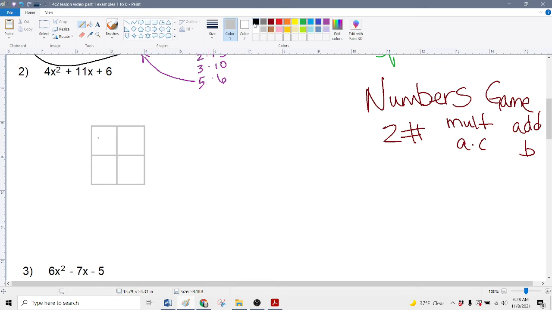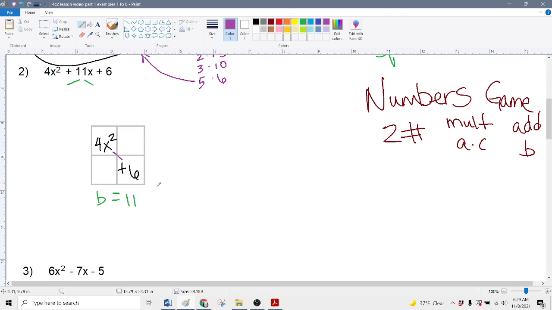So here we want to put that 4x squared, and then our last term, okay? We'll multiply that first term and the last term. This is our A, this is our C. So our A times C ends up being a positive 24. And we need factors of that 24 that also add up to what our B value is, and our B value is 11. This is that middle term we're going to end up splitting.